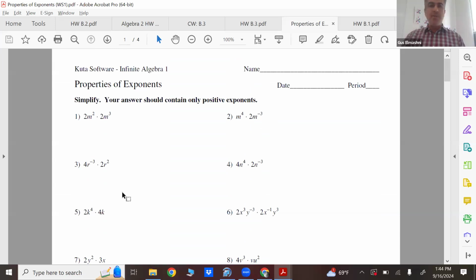Again, doing your table groups. And once you're done, bring it up. You do have to turn in your own paper with your own name on it, but you can confer with each other. And then also the homework, you'll start to work on that.